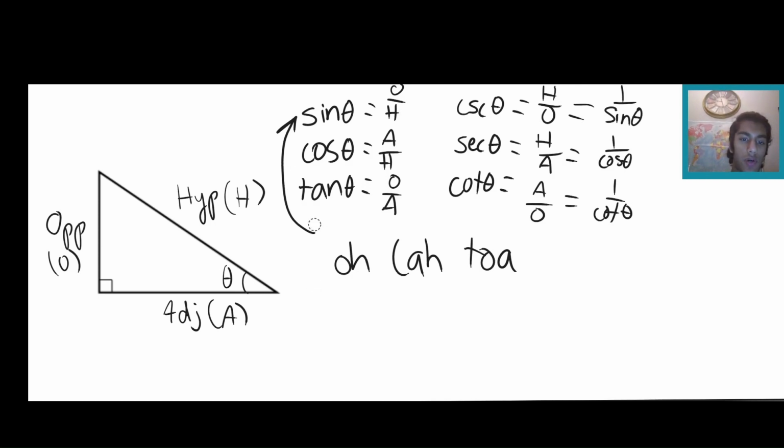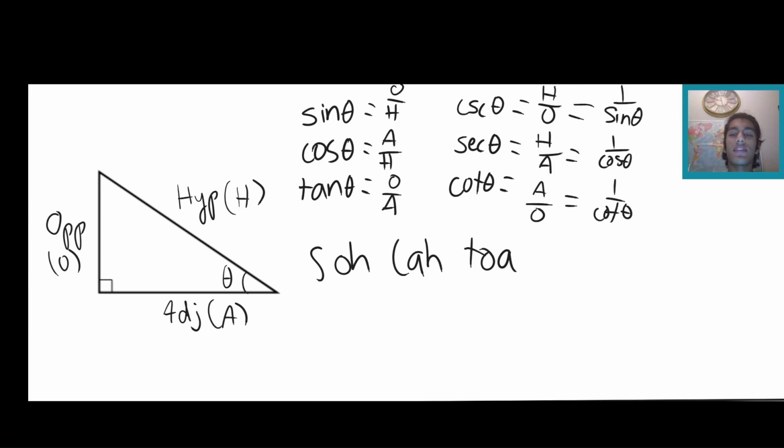And the O parts of them. So for sine, you have O and H, which is opposite over hypotenuse. For cosine, you have A and H, which is adjacent over hypotenuse. And for tangent, you have O and A, which is opposite over adjacent.